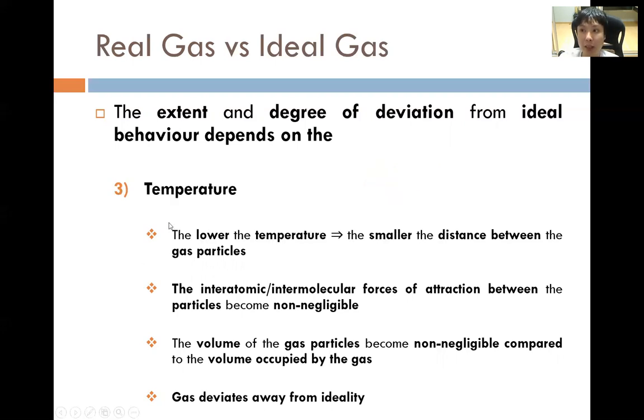For temperature, it's the same idea. If the temperature is lower, it will cause the distance between the particles to be closer, because when things decrease in temperature, they contract. If the distance between the particles decreases, then it's the same argument. The interatomic or intermolecular forces of attraction will become more non-negligible. And also the volume of the gas particles will become more non-negligible as compared to the volume occupied by the gas, which will cause the gas to deviate further away from ideal gas behavior.